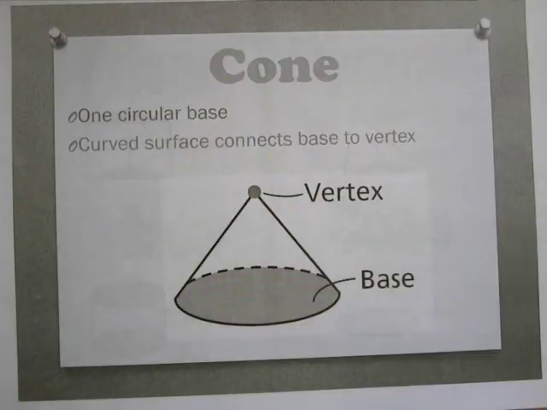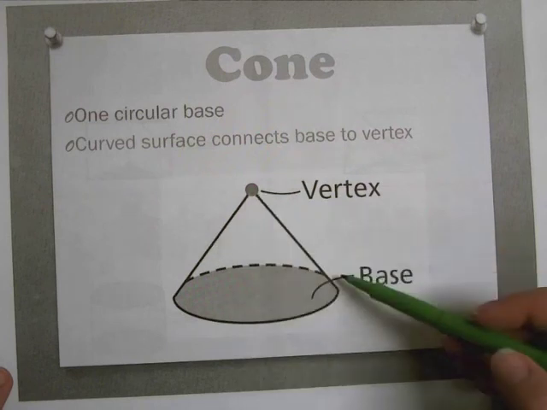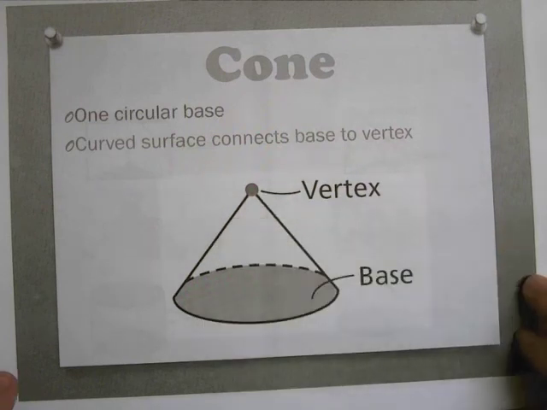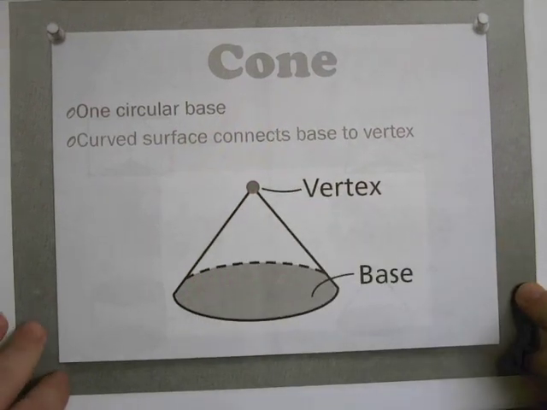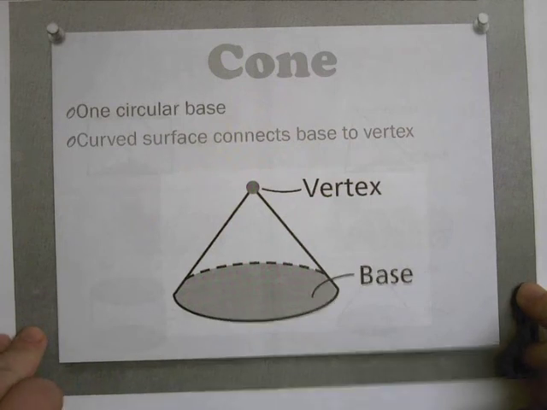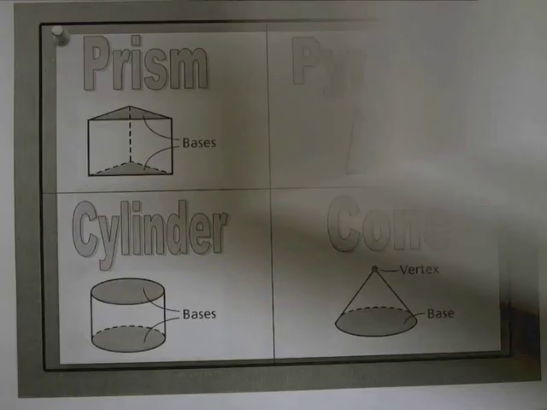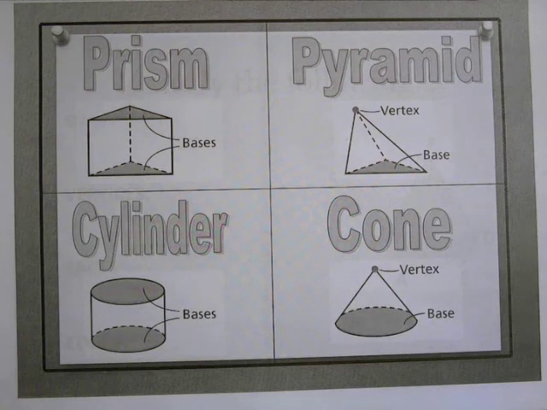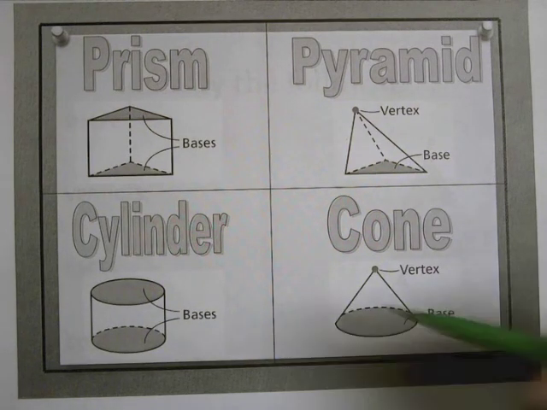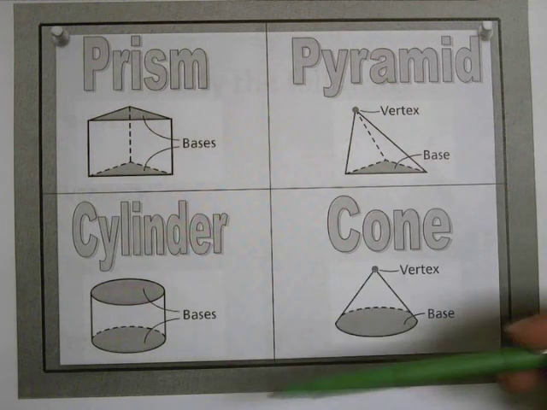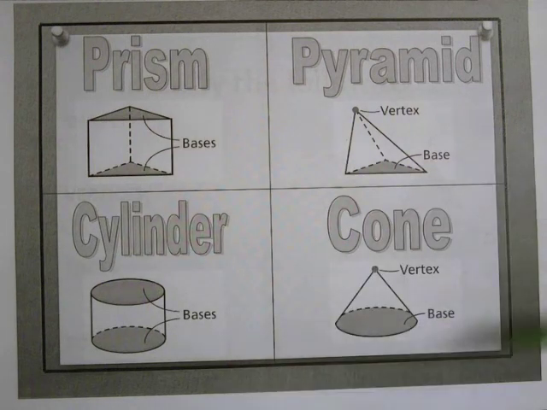A cone has a circular base, and the curved surface connects the base to the vertex. So notice we have a curved surface here, if you're picturing a cone, with a base of a circle. Here's just a comparison of what we talked about so far. We've got our two bases of a prism, two bases of a cylinder, but then a pyramid and a cone, we have one base each.